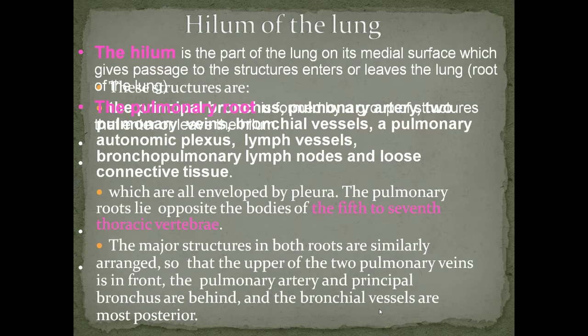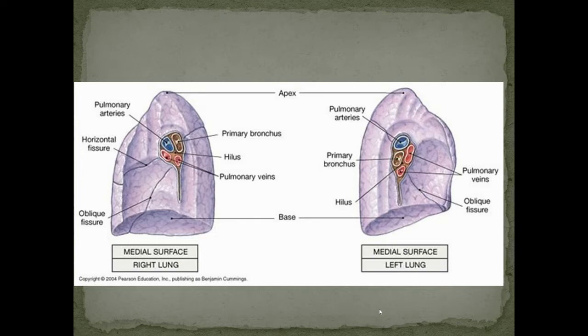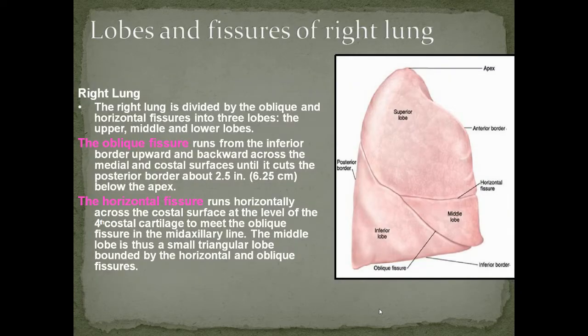The pulmonary root lies opposite the body of the fifth to seventh thoracic vertebra. The major structures in both roots are similarly arranged: the upper of the two pulmonary veins is in front, the pulmonary artery and principal bronchus are behind, and the bronchial vessels are most posterior. Now we can see here the structures present in the hilum of the right lung and left lung.